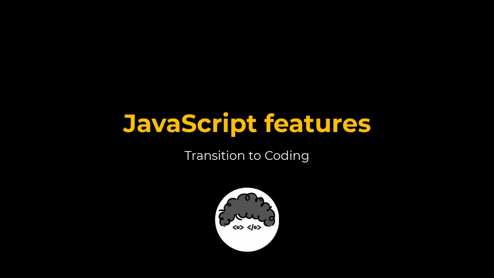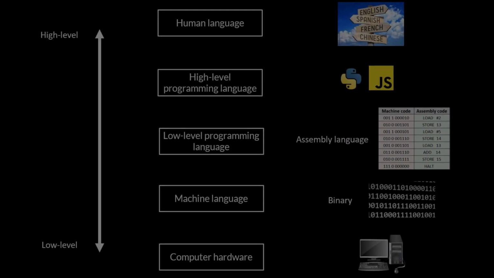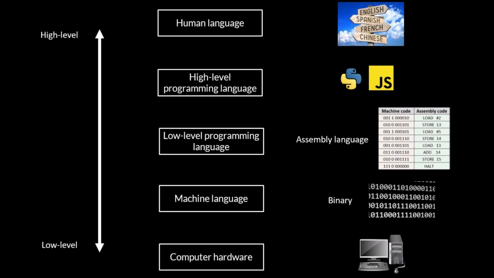Let's get into more details about JavaScript features. Firstly, JavaScript is a high-level language. I will tell you the difference between high-level and low-level programming languages. This diagram pretty much explains the difference.